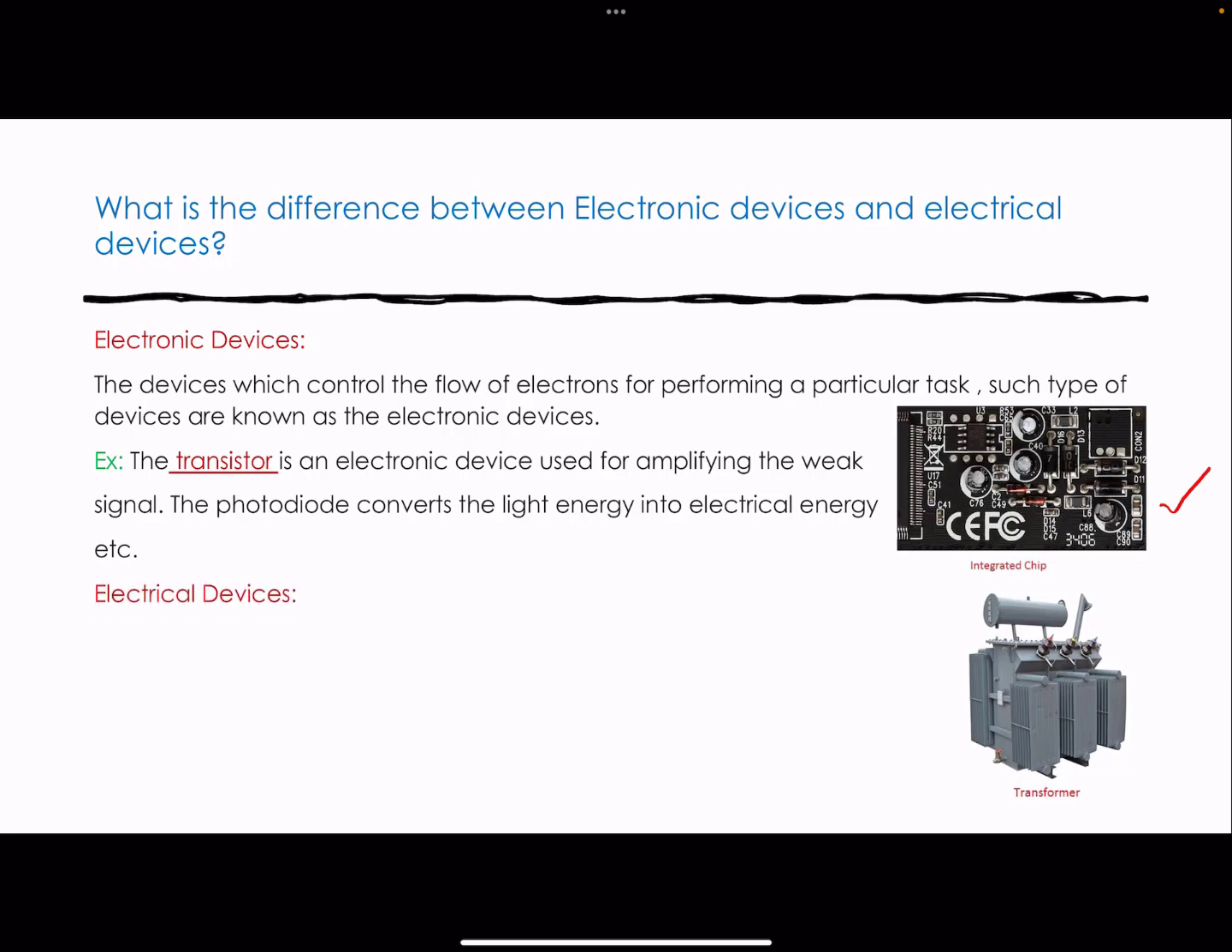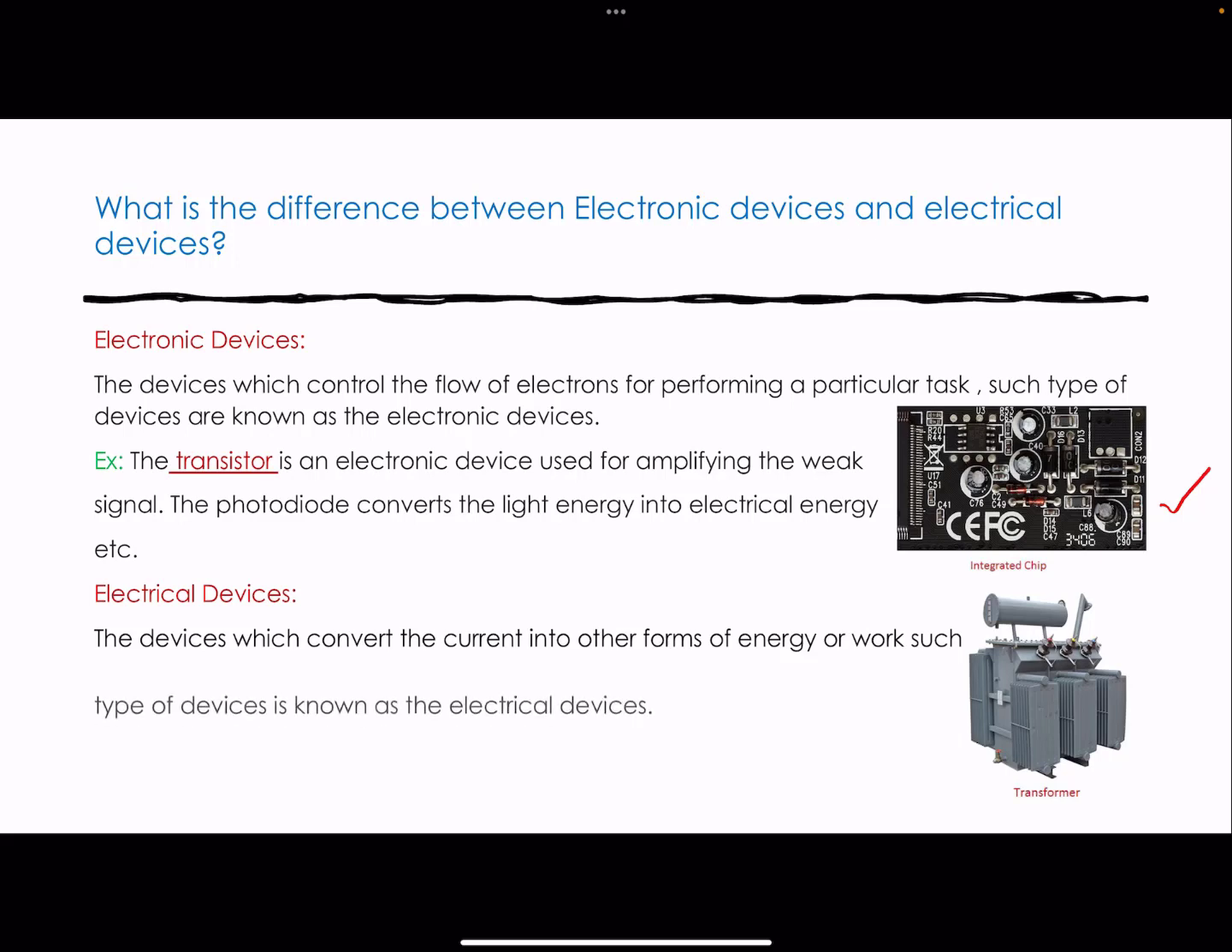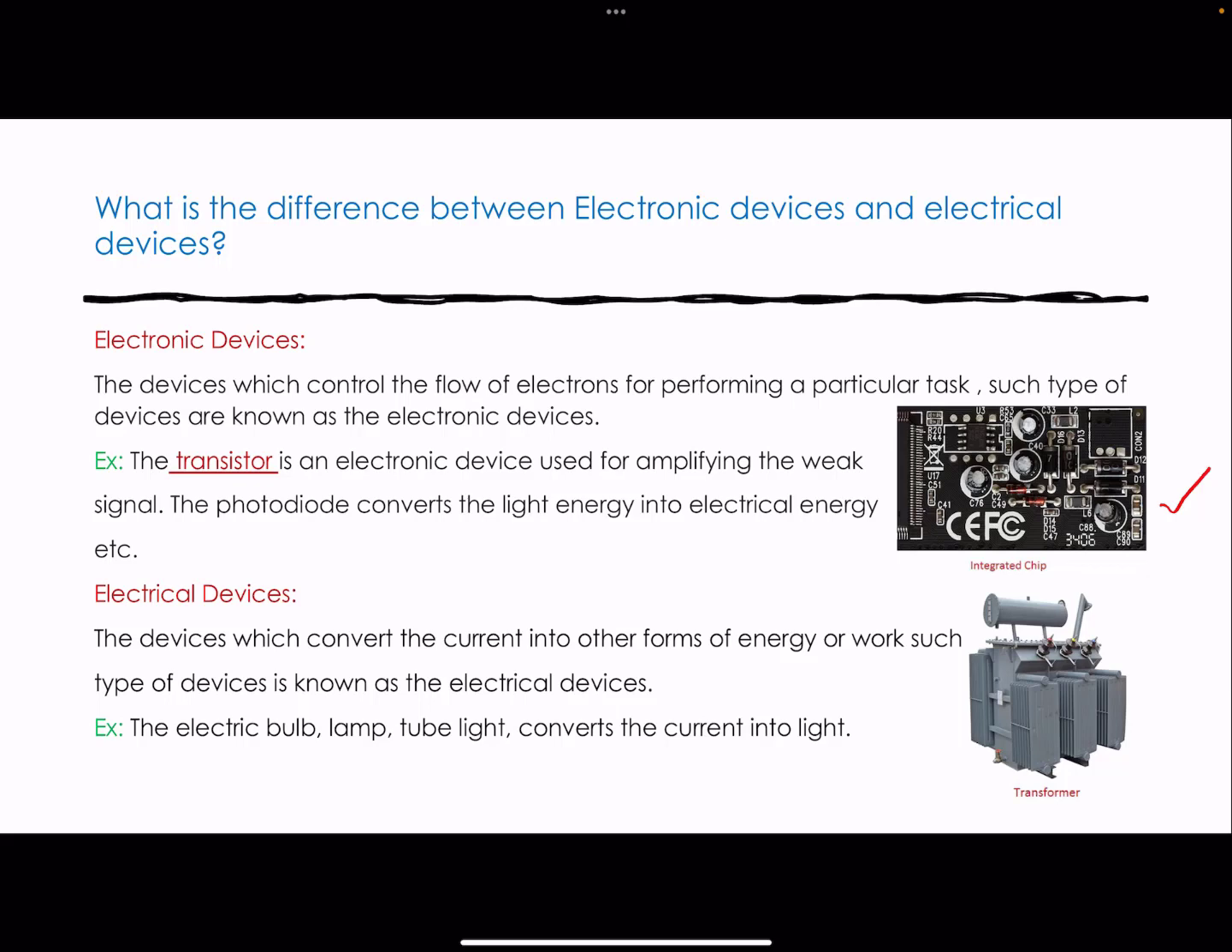Now let us see about the electrical devices. The devices which convert the current into another form of energy or work, such type of devices are called as the electrical devices. The examples are the electric bulb, lamp, tube light, etc. which are used for converting the current into the light, whereas the heater is another example of this electrical device which converts the current into the heat. So if you see here, this is the transformer which is an example for this electrical device. I think most of us have seen this type of transformers near our streets or the colonies.